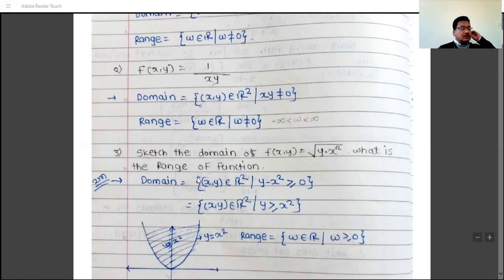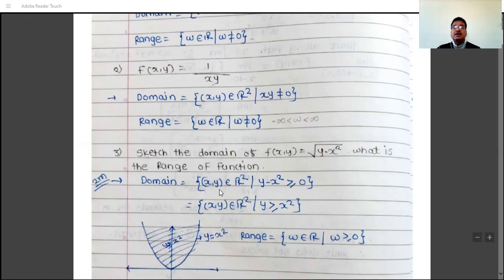So next example is what? Sketch the domain of f(x,y) as root of x, root of y minus x square, with respect to the range of the function. So what is the domain of this function? It requires y minus x square to be greater than or equal to 0, because root of a negative quantity is a complex number. So the domain is what? Again, (x,y) belongs to R square, such that y minus x square is greater than or equal to 0. Because if y minus x square is a negative quantity, then its root is a complex number. So complex numbers are not part of the range.